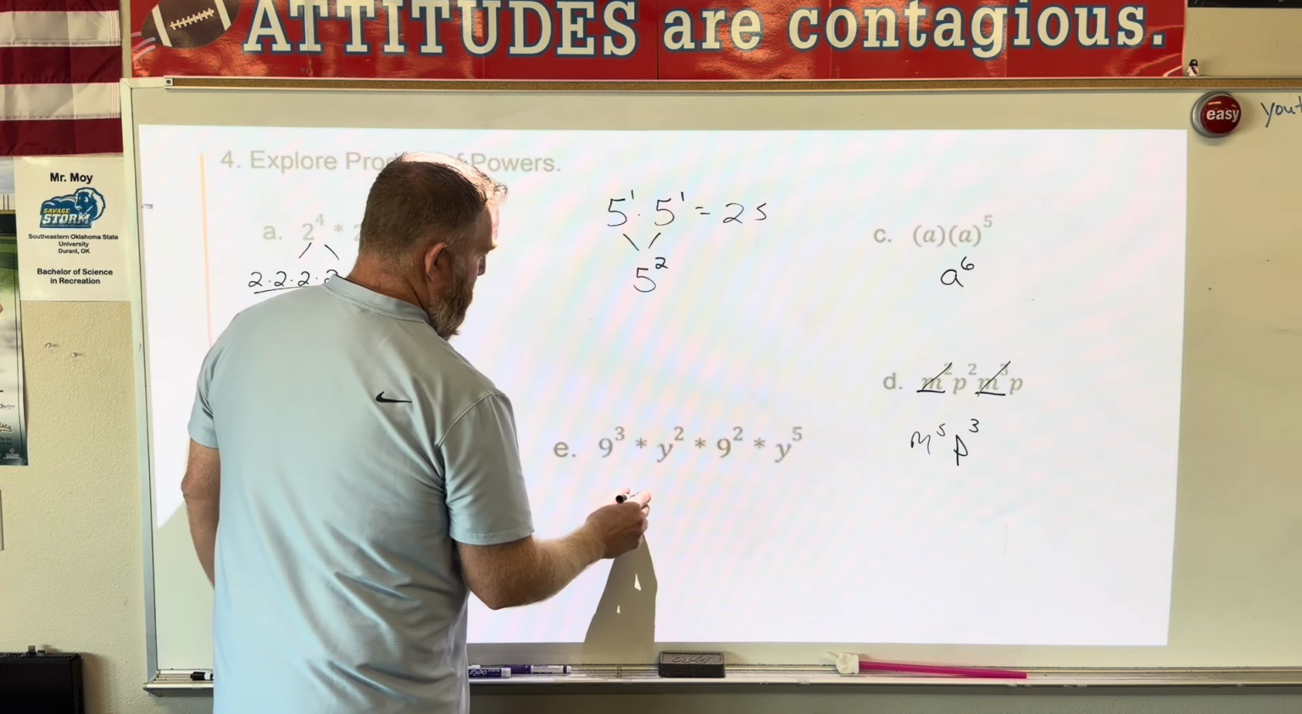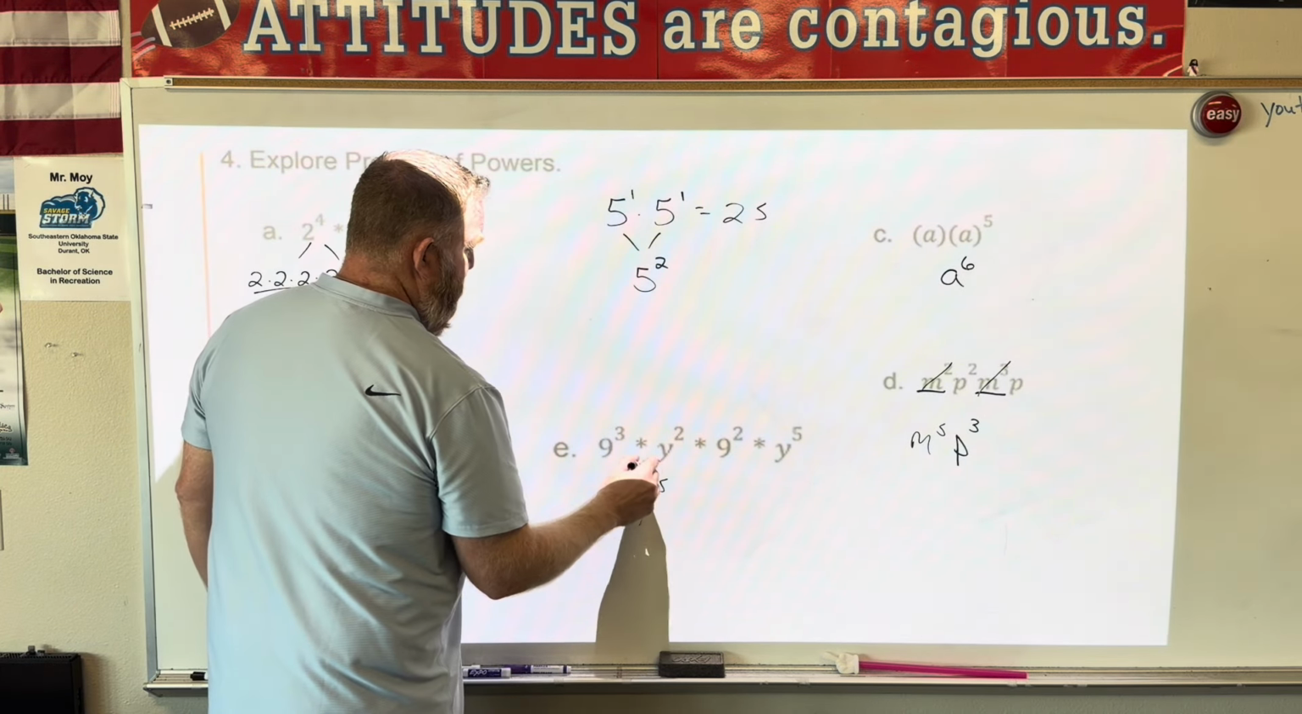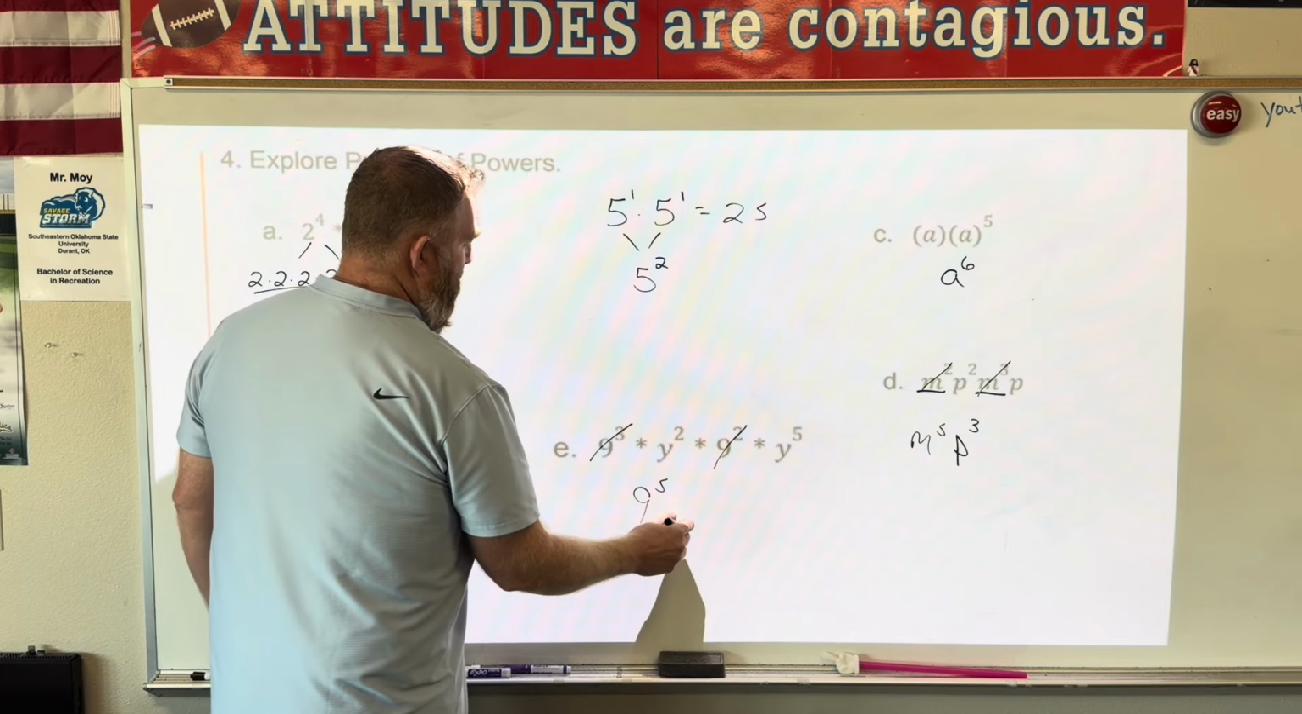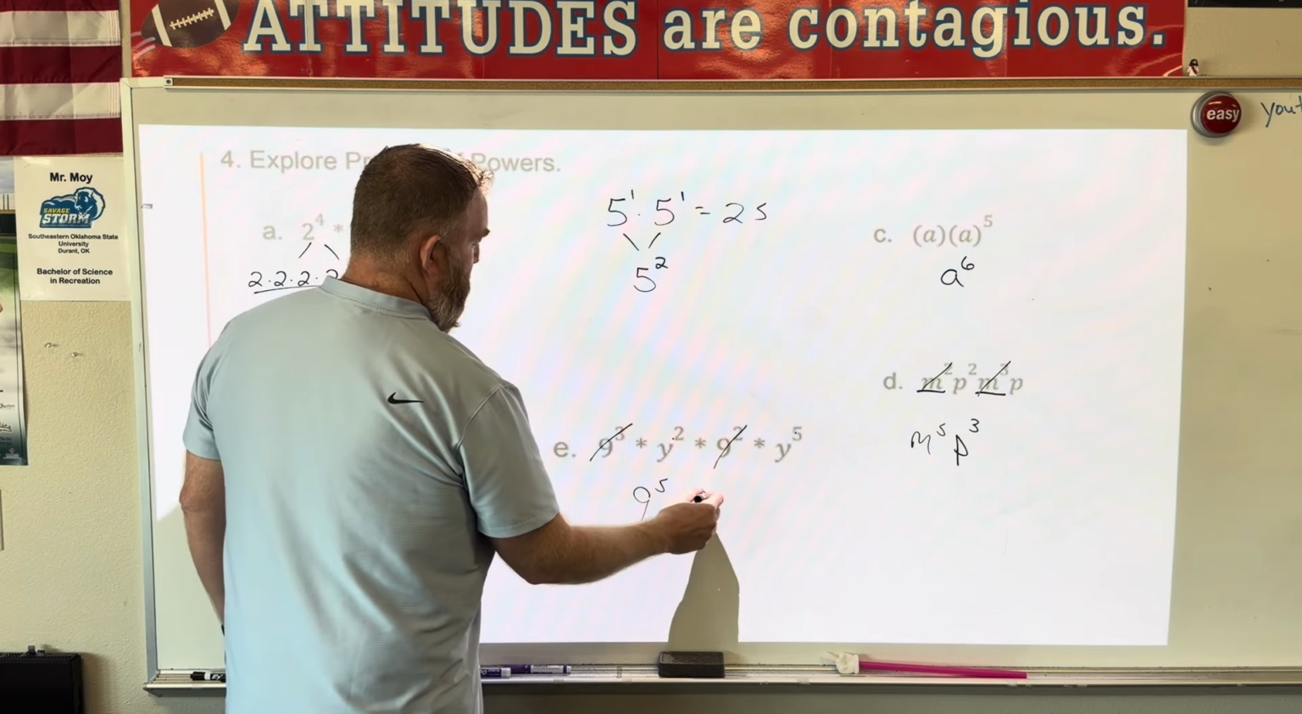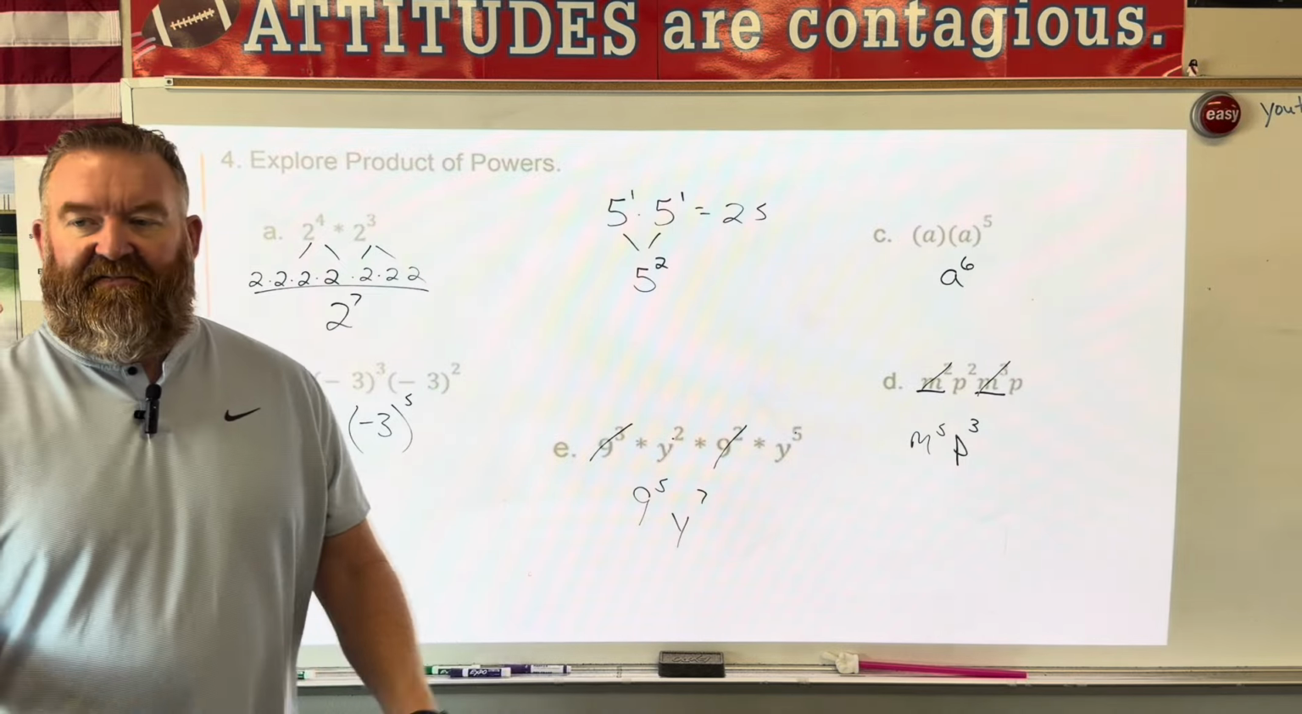Okay, what about E? 9 to the 5th power. I got 3 and 2. And then I've got Y to the, I got 2 and 5. 7. Even if it's a negative, just add them together.